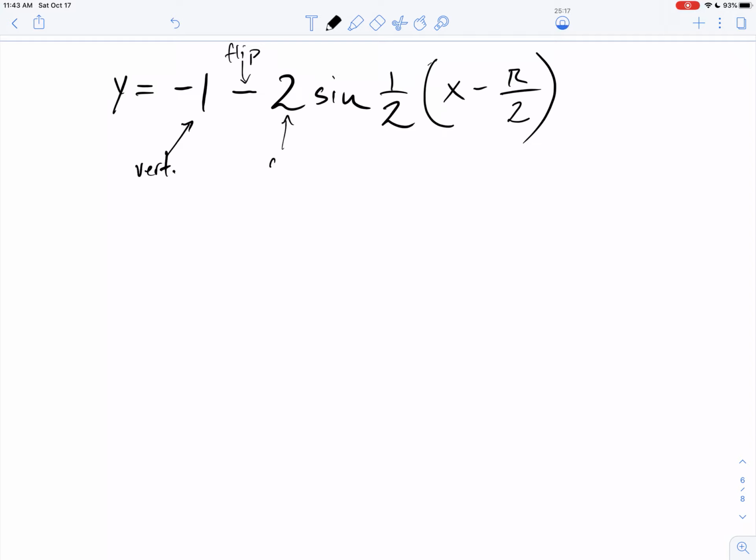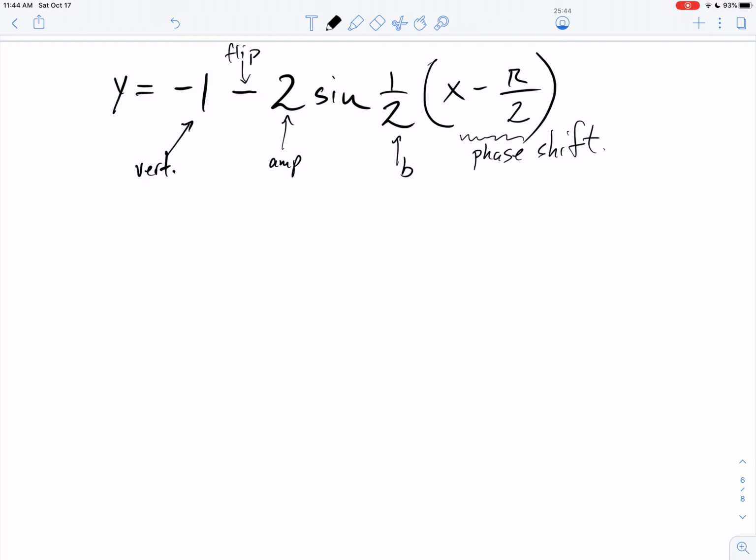Right here, I have an amplitude adjustment. Here, I have a period adjustment. And here, I have a phase shift. You get everything in this one. And that's the goal. We have to be able to recognize every little piece of the puzzle and put it together in a graph. So here we go.